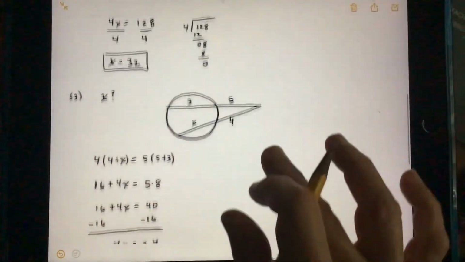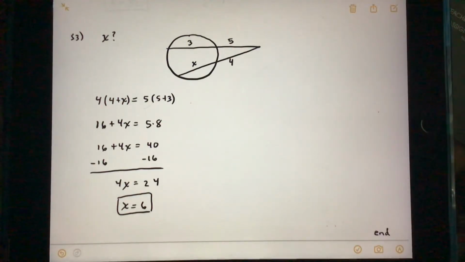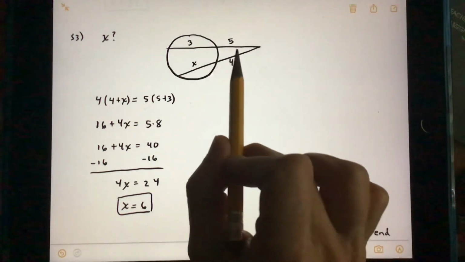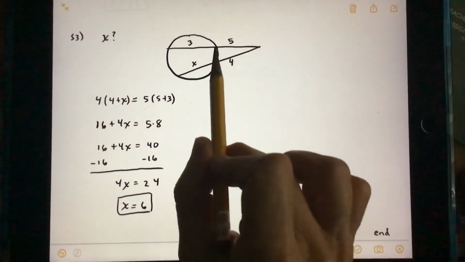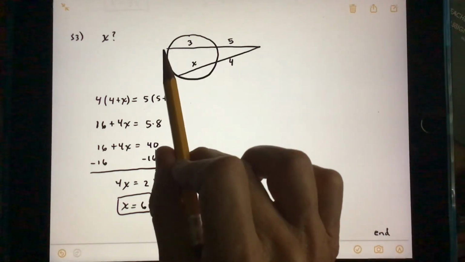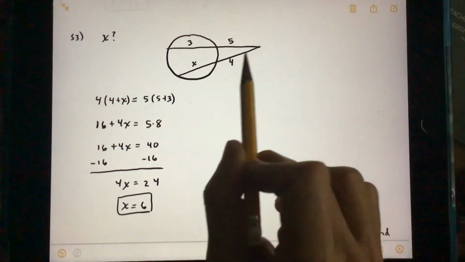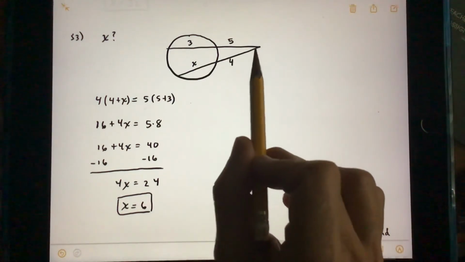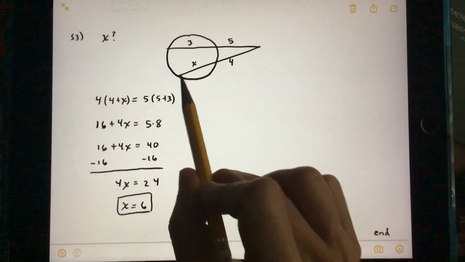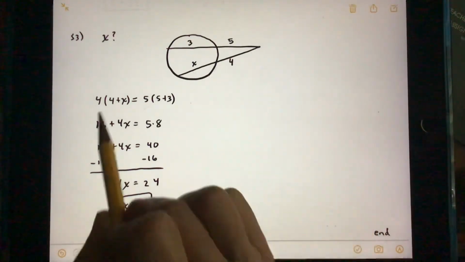All right, sample 3, which will be our last sample for this lesson. On this one, we have two secant segments, and the relationship on those secant segments is the length of the segment from the point outside the circle to the circle, 5 in this case, times the entire length of that secant segment, 5 plus 3. So here we have 5 times 5 plus 3. That's going to be equal to the other secant segment, 4, the outside segment, times the entire segment, x plus 4. So here we have 4, the entire outside segment, times all of it, 4 plus x.